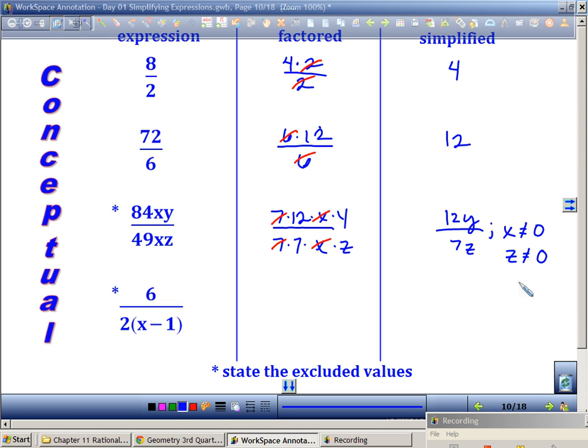What were we doing beforehand? We were finding undefined. What would make this undefined? If the denominator is 0, correct. So if x was 0, if anything is 0, when you multiply it, everything in the denominator would be 0, correct? Yeah. So if x was 0, it would make the whole thing 0. If z was 0, it would make the whole thing 0.